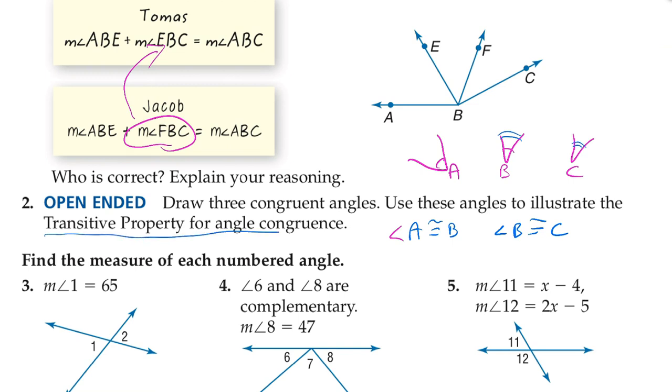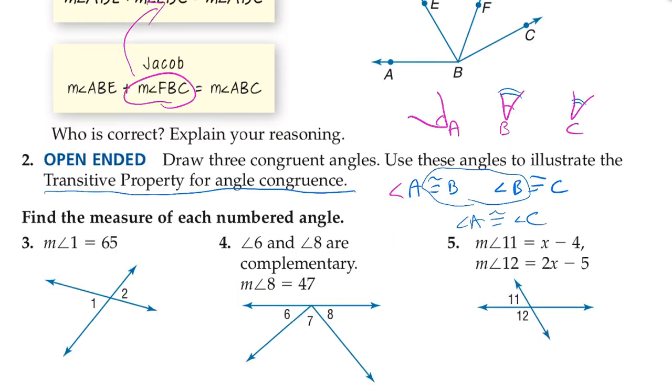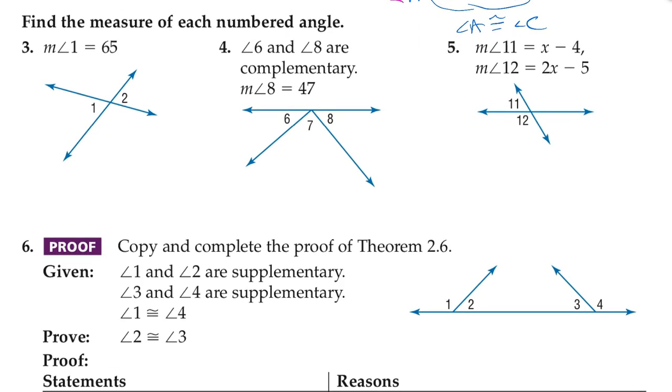Then the transitive property for angle congruence would tell us we can get rid of that middleman, and we can just say, well, then angle A is the same as angle C by the transitive property of congruence. Okay. So let's go find the measure of each numbered angle.